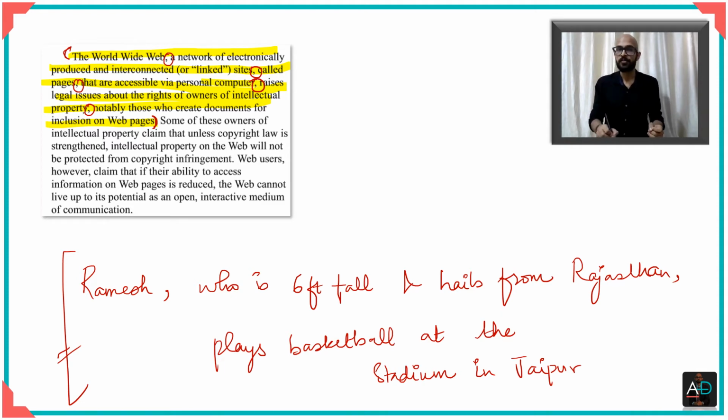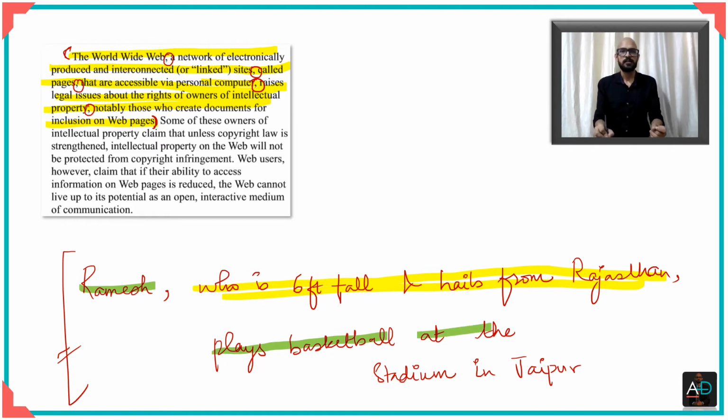Generally, what you can remove from a sentence is what is known as the qualifier. Now, what I mean to say is that look at this part that I will highlight. If I remove this part from it and I continue reading what is green, let us say I'll highlight this in green now. Let us say I were to read only this part. You see, the sentence still makes the same sense to you. Ramesh plays basketball at the stadium in Jaipur. Alright.